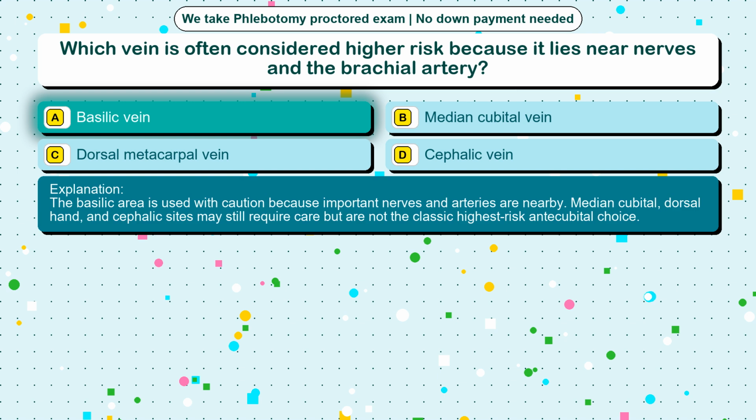The basilic area is used with caution because important nerves and arteries are nearby. Median cubital, dorsal hand, and cephalic sites may still require care but are not the classic highest-risk antecubital choice.